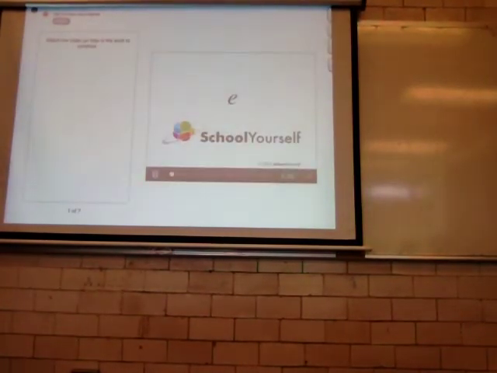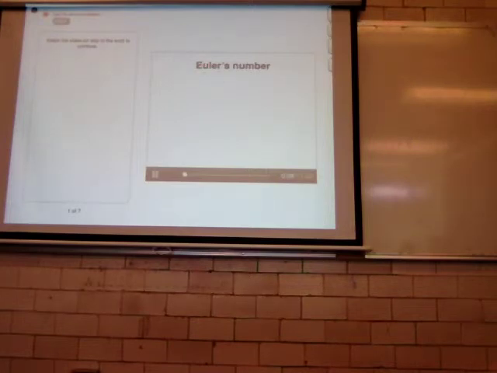The number E. Here we'll talk about Euler's number, named after the mathematician Leonard Euler. Euler's number is abbreviated as the letter E. E is a very common number in math and science, about as common as the number pi.